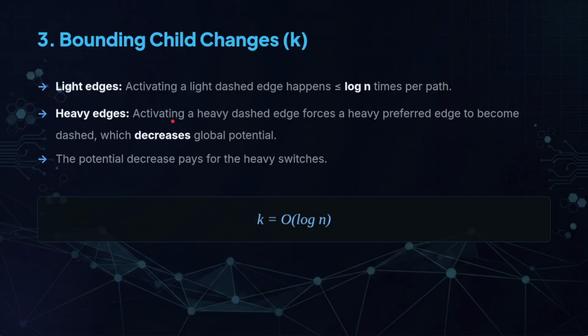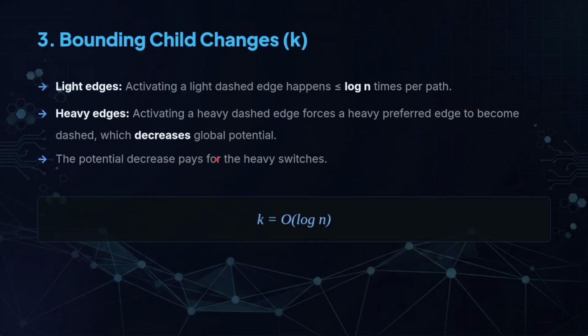To secure our final bound, we must prove that the number of tree switches, k, is small. This uses heavy-light decomposition reasoning. Light dashed edges: a light dashed edge can become preferred at most big O of log N times along any root path.